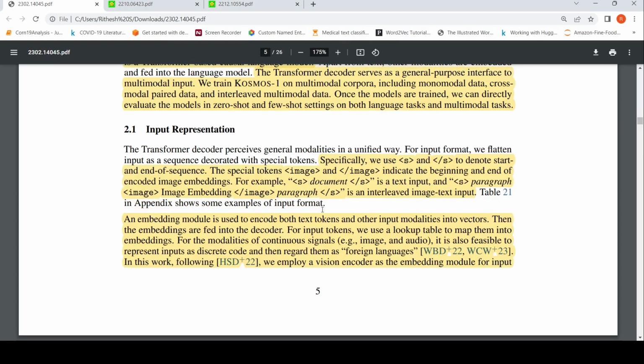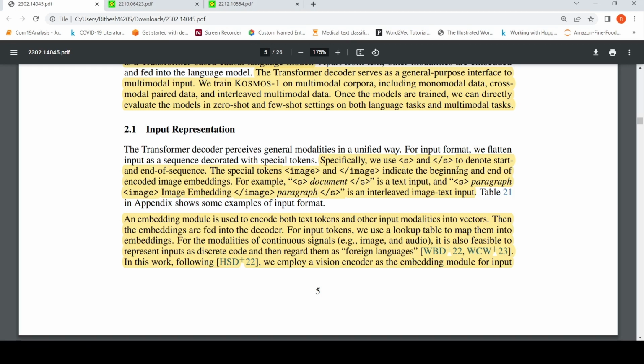Okay. So how is the input represented over here? Input is represented as a flattened sequence decorated with special tokens. So <s> and </s> denote the start and end of the sequence. The special tokens <image> and </image> indicate the beginning and end of encoded image embeddings.